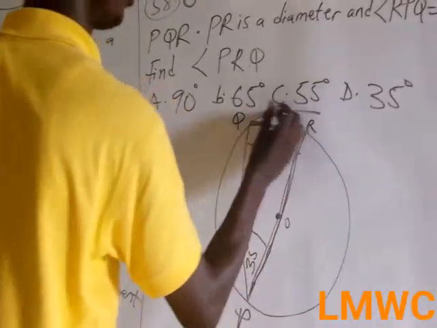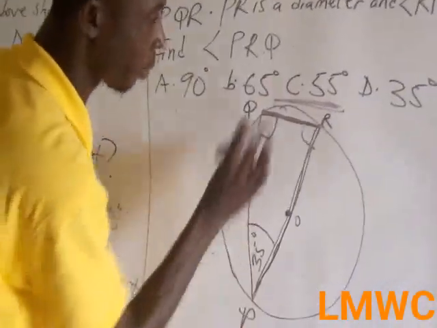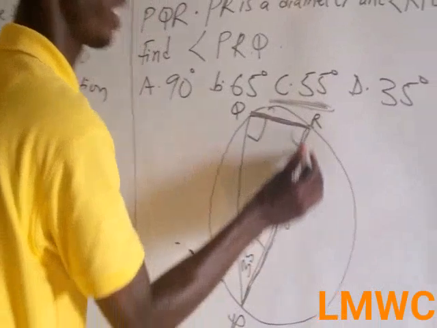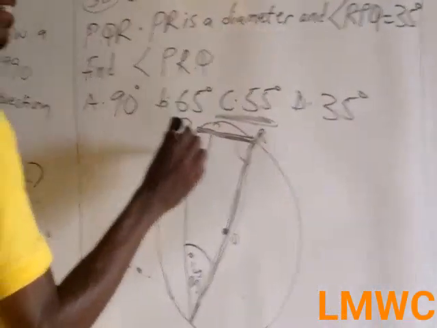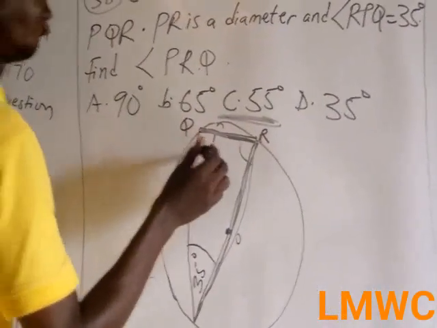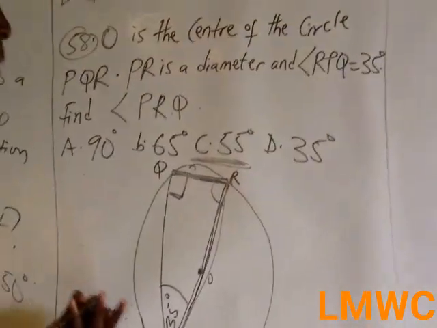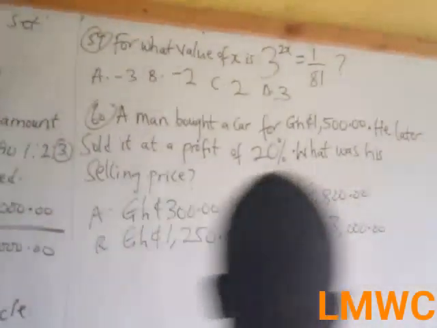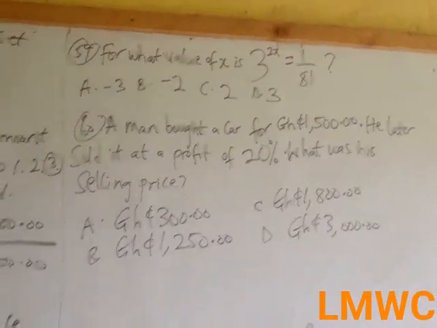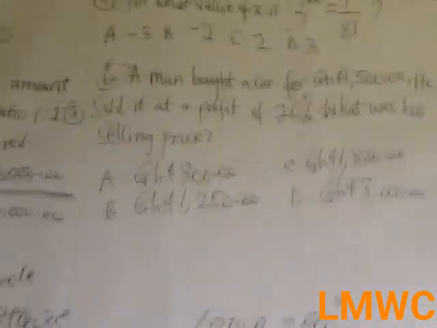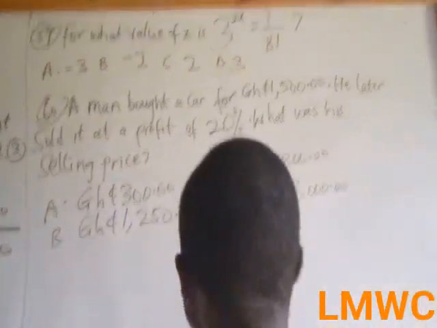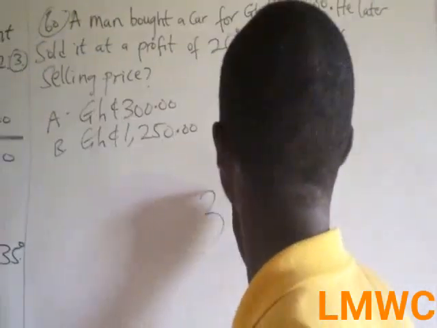It's C. So always know that the diameter subtends an angle to a point on the circumference, and the angle it subtends is 90 degrees. So take note. Question 59. For what value of x is 3 raised to the power 2x equal to 1 over 81? This is indices.